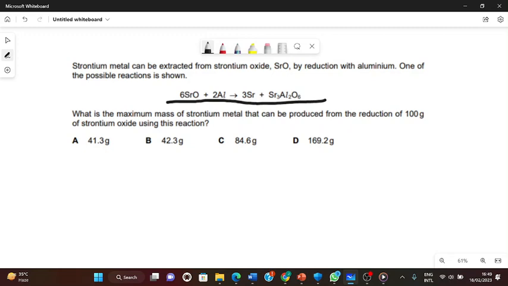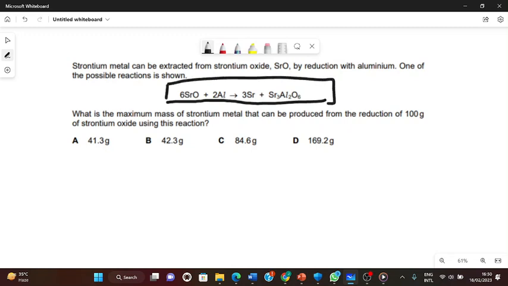What that means is that the number of atoms of any element on the reactant must be equal to the number of atoms of any element on the product. You can see that the equation is balanced because on the reactant we have 6 atoms of strontium. On the product we also have 6 atoms of strontium. On the reactant we have 6 atoms of oxygen, and on the product the same 6 atoms of oxygen. On the reactant we have 2 atoms of aluminium, and on the product 2 atoms of aluminium. So the equation is balanced. That is the first thing to look at.